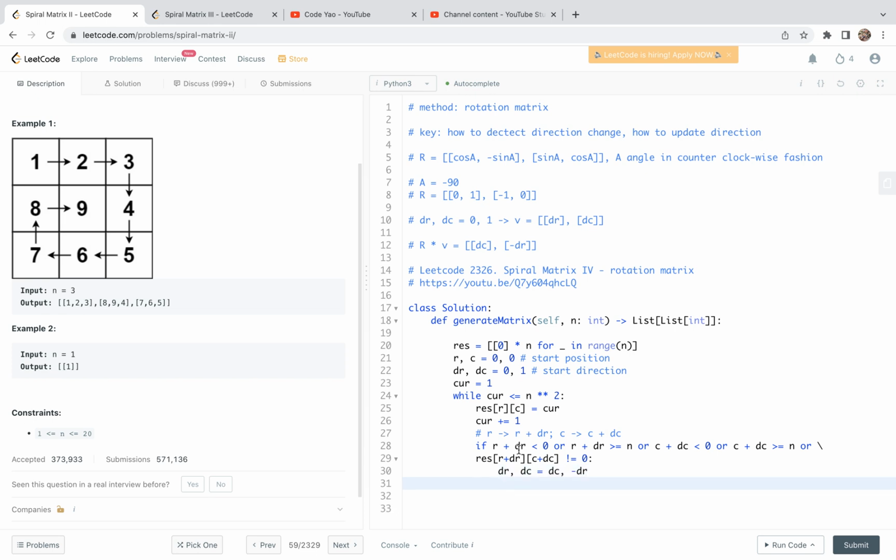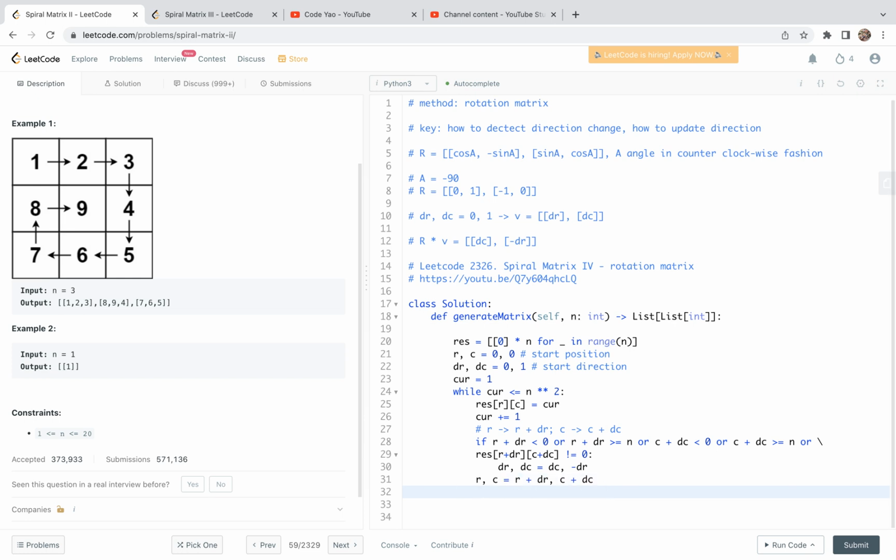So with that done, what we want to do is update the position for traversal, R plus dr, C plus dc. So that's about it for this solution. Now let's return the result.